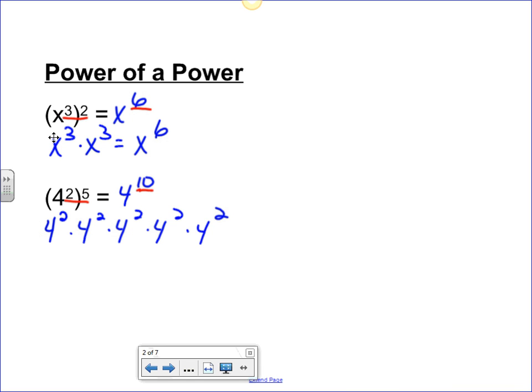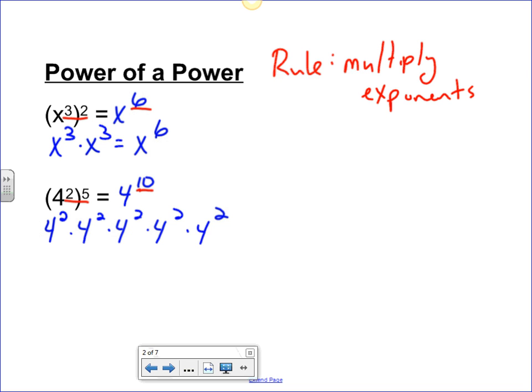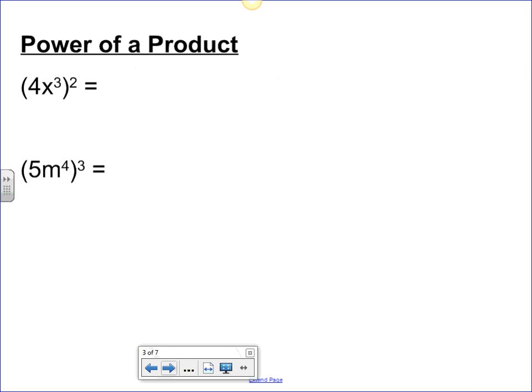So what do you want for a rule? If you wanted to write a rule, you would say something like this: multiply exponents. Okay, so that's the first one, power of a power. The next one is known as power of a product.